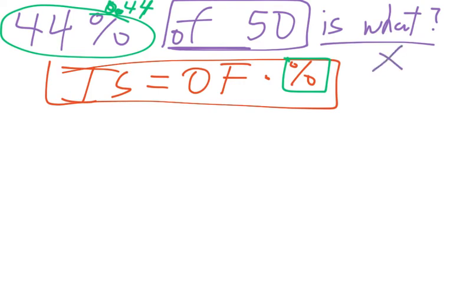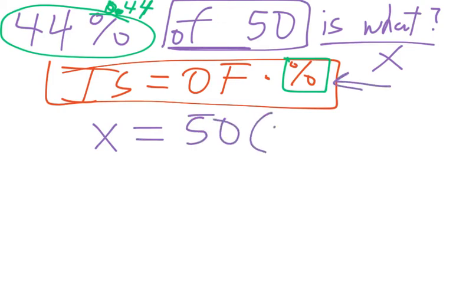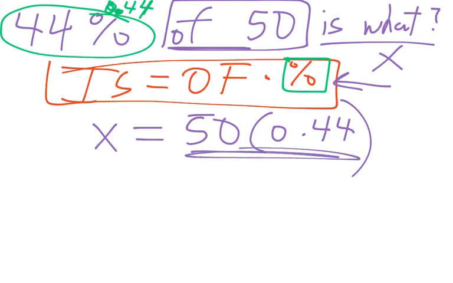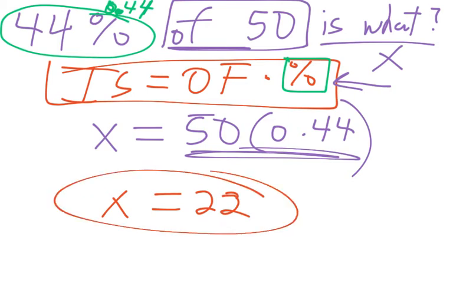So now you're just going to plug this into that formula below. So remember, our is X, our of is 50, and our percent, remember we're using the decimal in this formula, is 0.44. Now, really, there's no solving for this formula because these are being multiplied together. So just type that in your calculator. So when you enter 50 times 0.44, you get 22. You don't even have to round that one, okay? There you go. All right.